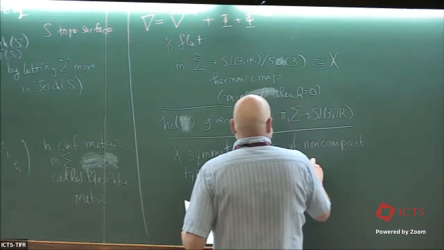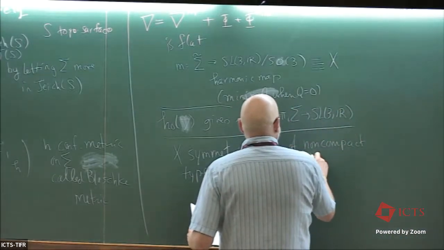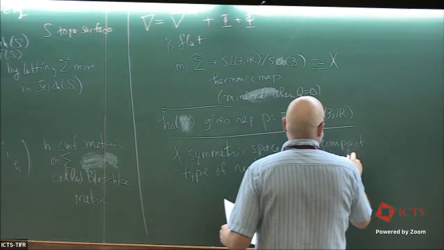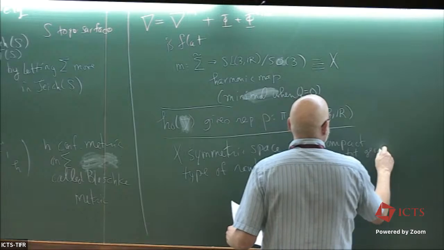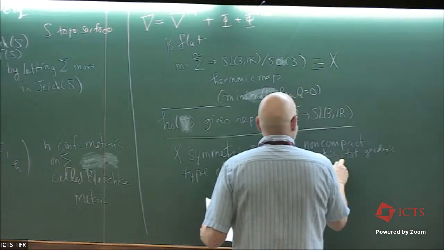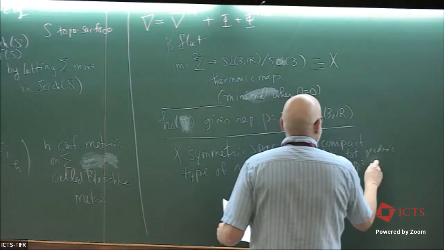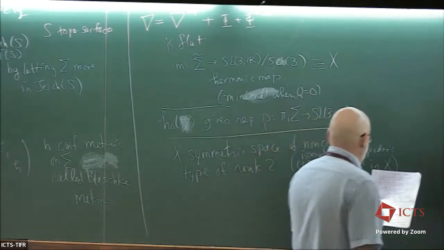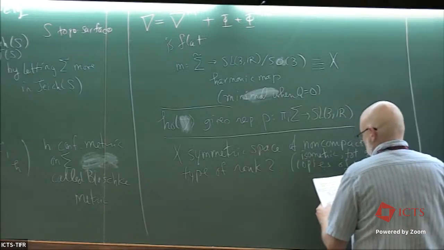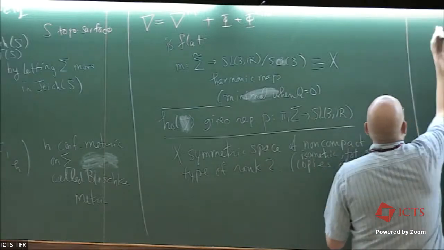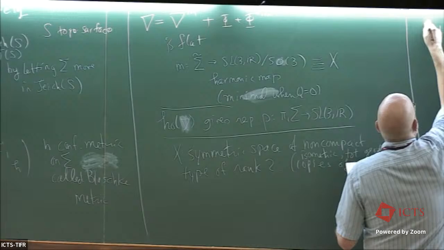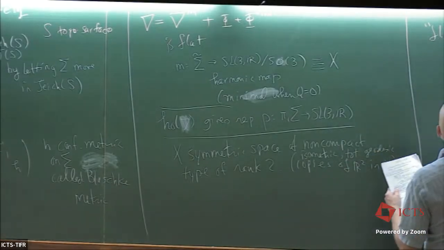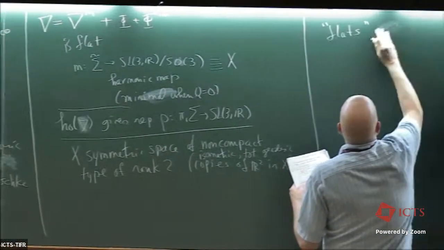So they're isometrically embedded, totally geodesic copies of R^2 in X. Okay, and these are actually going to be useful for us later. So let me just write down, these are called flats. These copies of R^2, and there's a standard one.